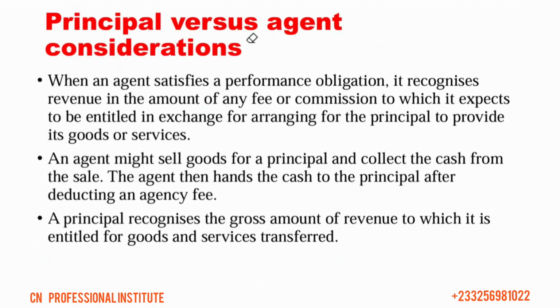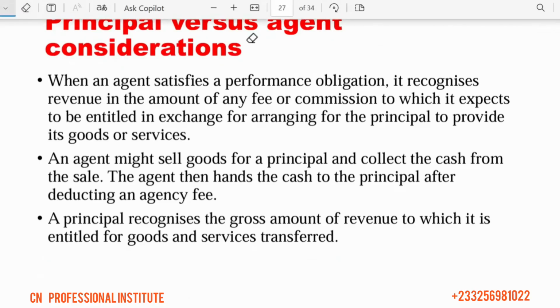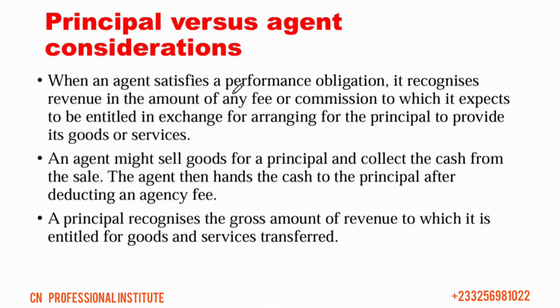Revenue, right? So it says when an agent satisfies a performance obligation, it recognizes revenue in the amount of fee or commission to which it expects to be entitled in exchange for arranging for the principal to provide its goods or services. So we are saying that agents record only their commission or fee as revenue.